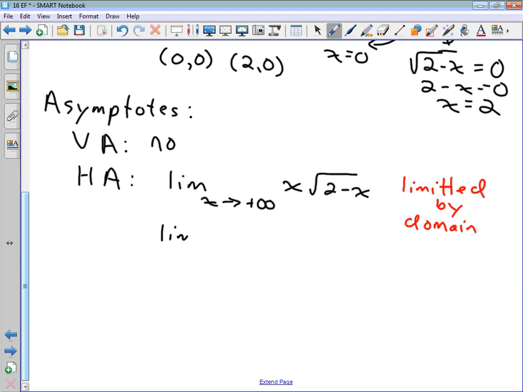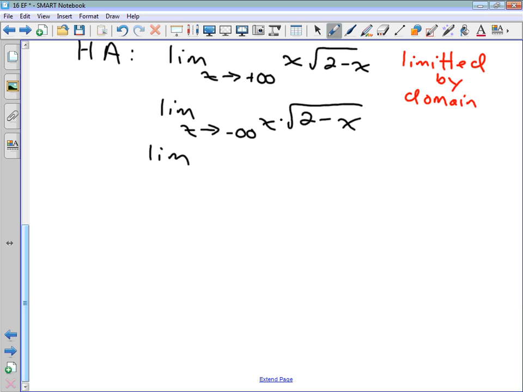Let's think about what happens if we take the limit as x goes to negative infinity of this function. And in a case like this, it's useful to think of what happens to each of our factors independently. Think of what happens if we take the limit as x goes to negative infinity of just x, and the limit as x goes to negative infinity of root 2 minus x. Okay? What's going to happen to x as x goes to negative infinity?